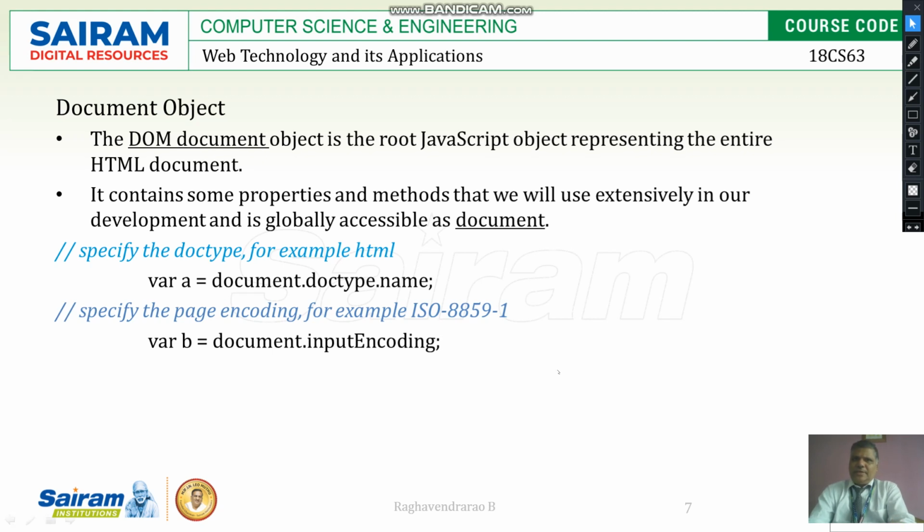And another way you can access is by using the encoding mode. var b = document.inputEncoding. So ISO format, which is the standard format in which it is encoded, then you get those values.